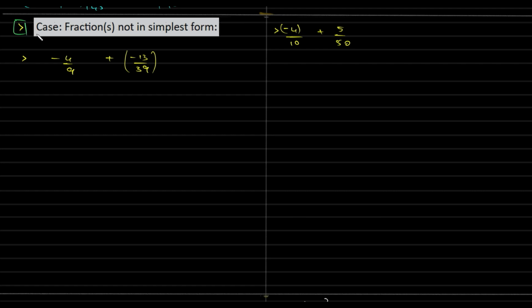Okay, so the next variation is wherein we don't have the fraction in simplest form. So what should we do if I don't have it in the simplest form?